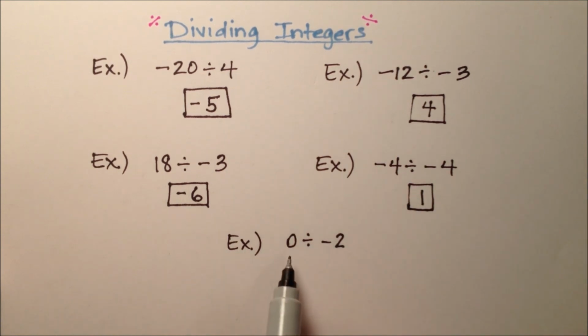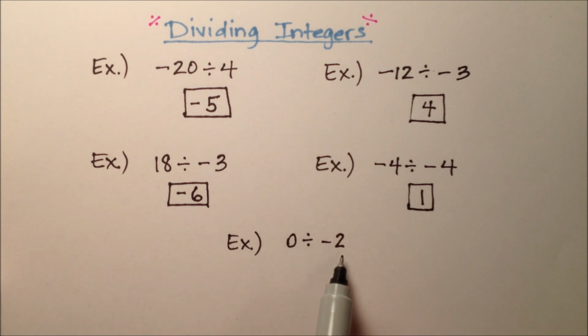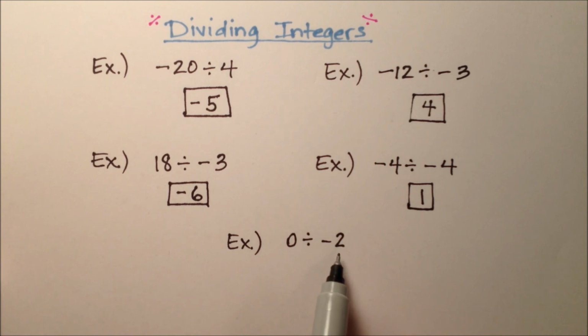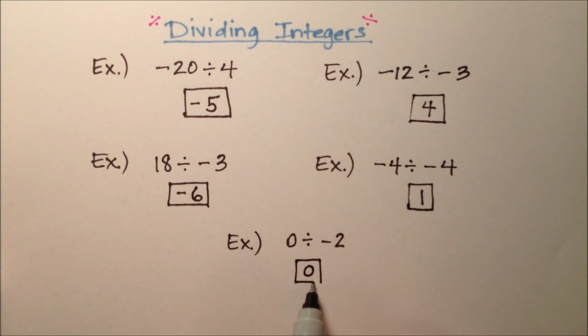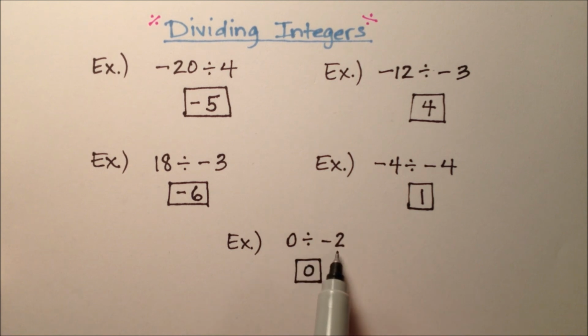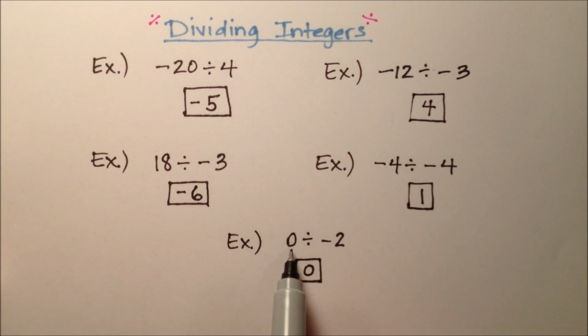Our final example is 0 divided by a negative 2. When you have 0 and you divide it by anything, it doesn't matter what this is, your quotient is still just going to be 0. Because really this is asking, you have 0 apples and you're breaking them up into groups, and how many will go in each group? Well, 0 apples to begin with means 0 in each group, which means 0.